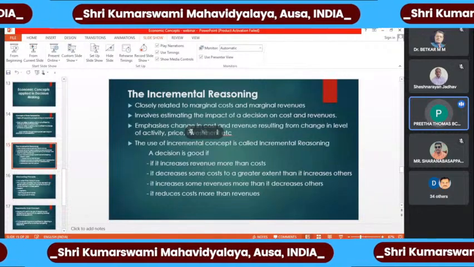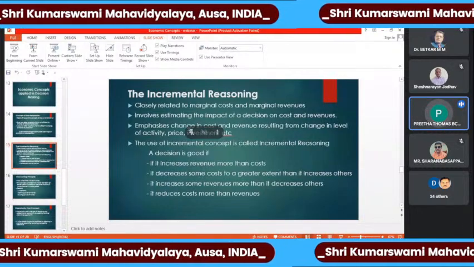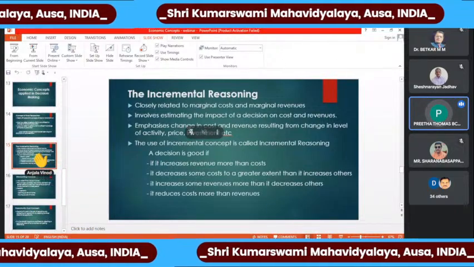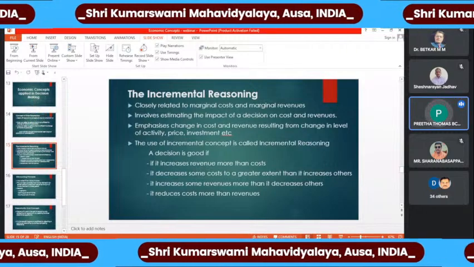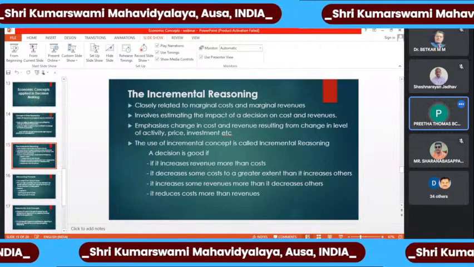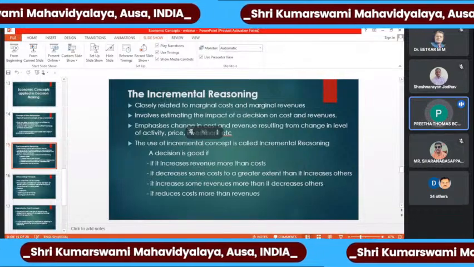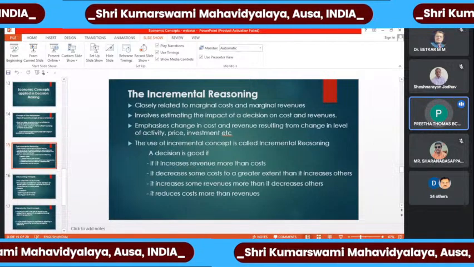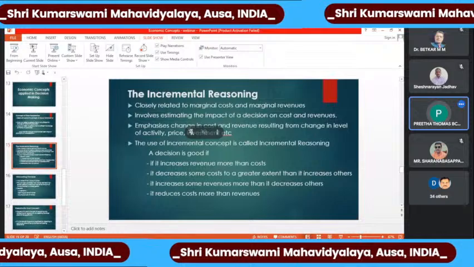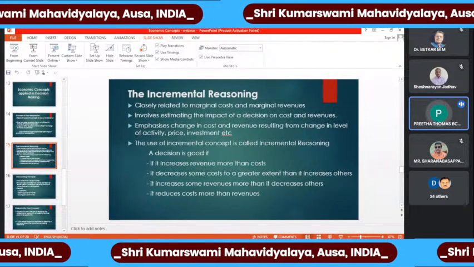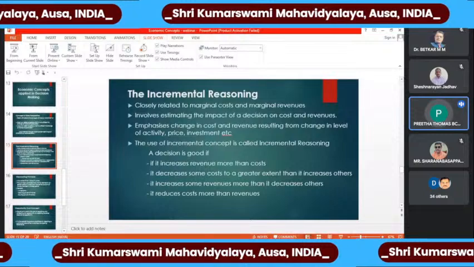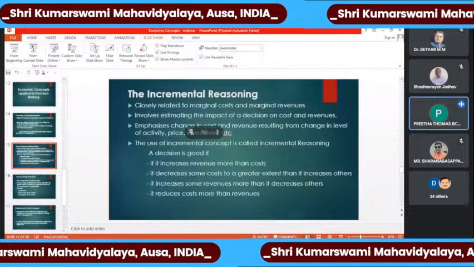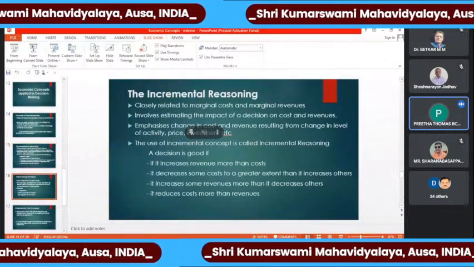And we say that a decision is a good one if it increases revenue more than it increases cost, or reduces cost more than it reduces revenues. Some costs are increasing, some costs are decreasing, you think. Then the decrease in some cost must be more than the increase in other cost. Similarly, some revenues are increasing, some revenues are decreasing, you think. Then the increase in the revenues should be more than the decrease in the other revenues. In such situations, we'll say that it is a good decision. So this again is a very important principle of decision making.